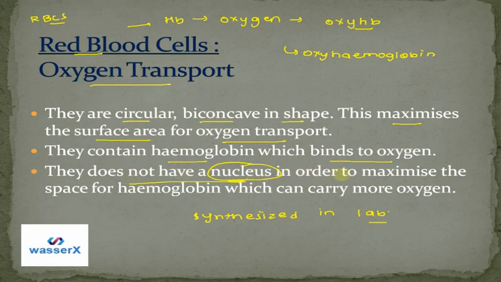Why don't they have a nucleus? In order to maximize the space for hemoglobin, which can carry more oxygen. So imagine that this is a red blood cell and this is the nucleus. It will take some space in the cell. But if this is the RBC and there is no nucleus, the whole space is available for Hb to be present here, and the more hemoglobin there is, the more oxygen will bind with it and it will provide more energy to the organism's body. So the reason why they don't have a nucleus is to maximize the space for hemoglobin. This can be asked in exam.